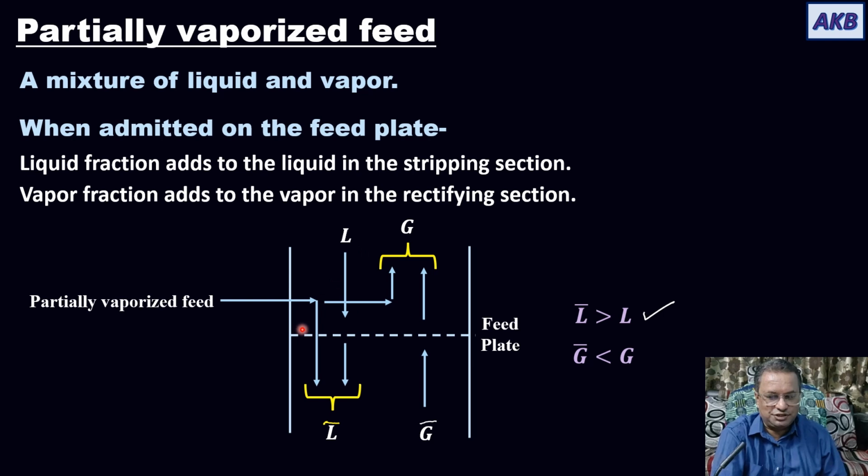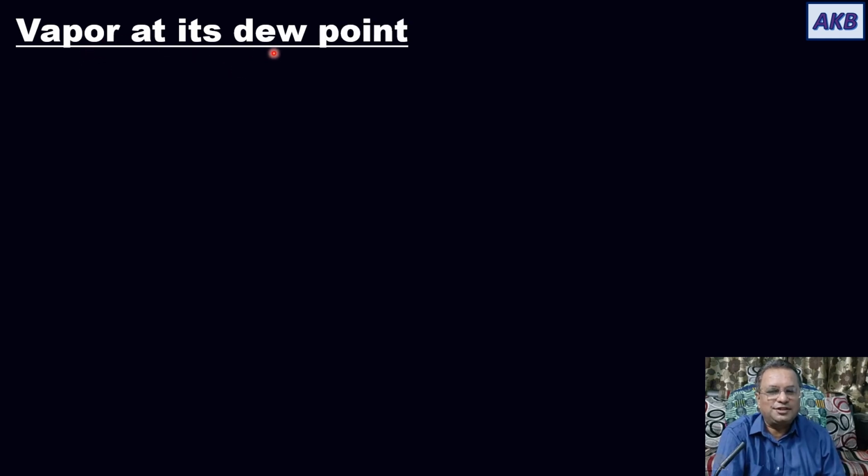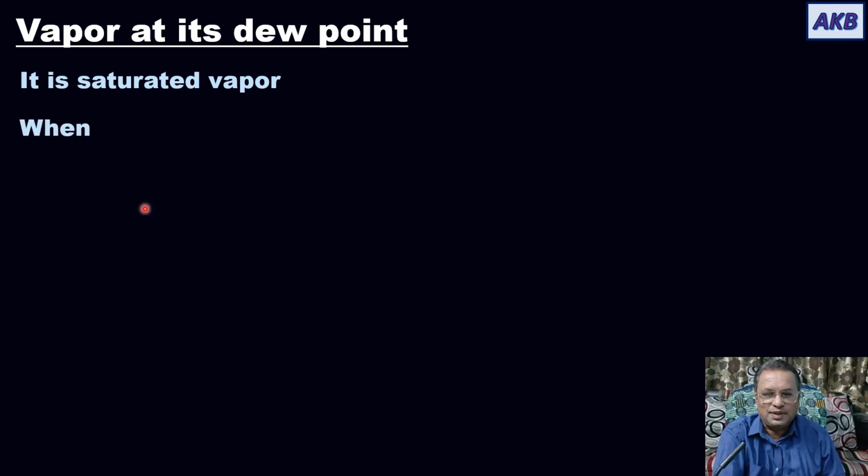Now let us move on. Now let us talk about the fourth type of feed, that is vapor at its dew point. You also call it saturated vapor. So saturated vapor or vapor at its dew point means the same type of feed. Okay, so what happens when saturated vapor is admitted on the feed plate?